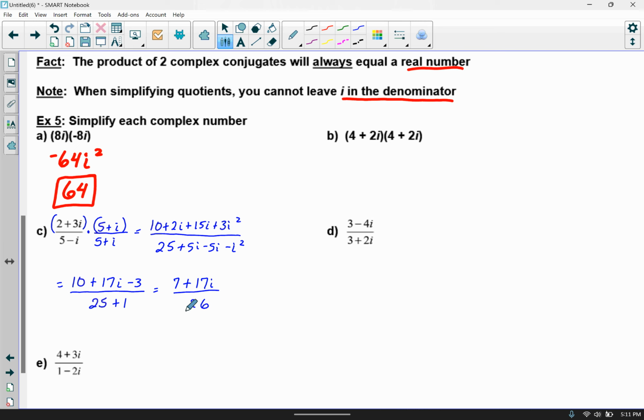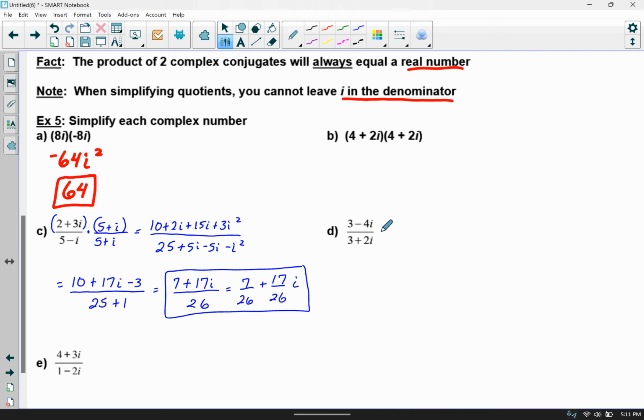Again, I'm okay if you leave it like that. MyLab Math, though, is going to want you to break it up between the real part and the imaginary part. So that would be 7 over 26 plus 17 over 26i. Okay, but I'm going to box both of them in because I'm good with both, as far as when it comes to testing, for those of you that test in class.